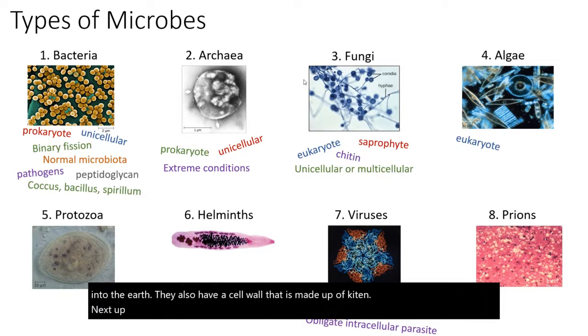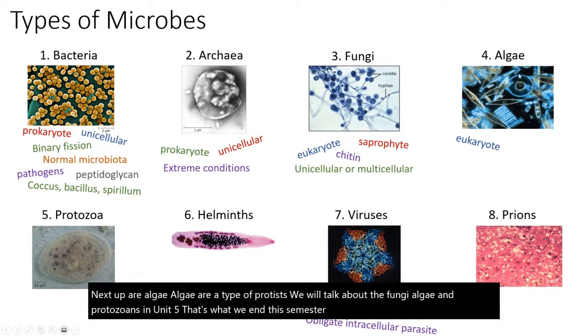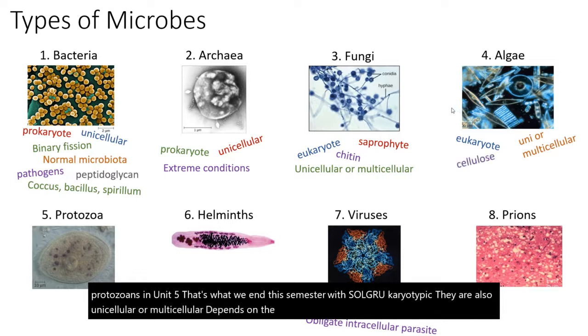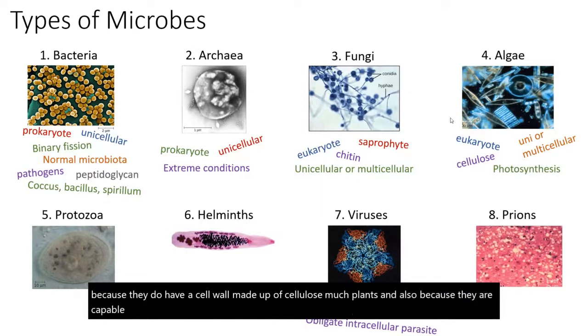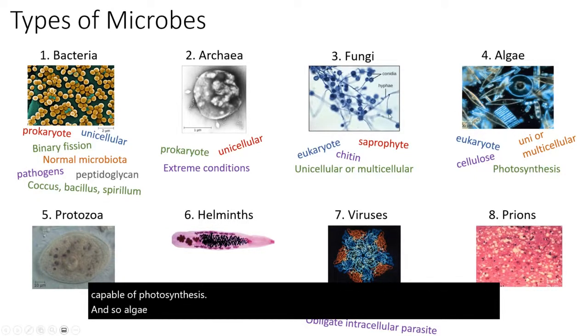Next up are algae. Algae are a type of protists. We will talk about the fungi, algae, and protozoans in Unit 5. That's what we end the semester with. So algae are eukaryotic. They are also unicellular or multicellular, depends on the species. People often confuse them for plants because they do have a cell wall made up of cellulose, much like plants, and also because they are capable of photosynthesis. And so algae look like plants, but they are not. They don't have a root structure or anything like that.